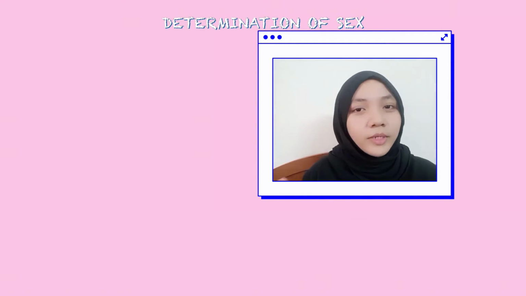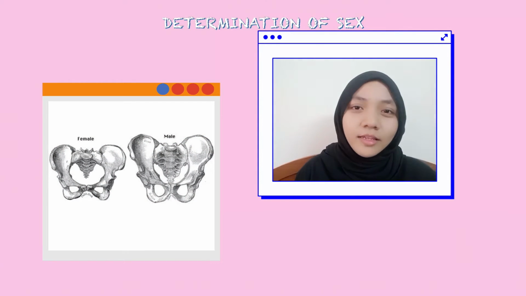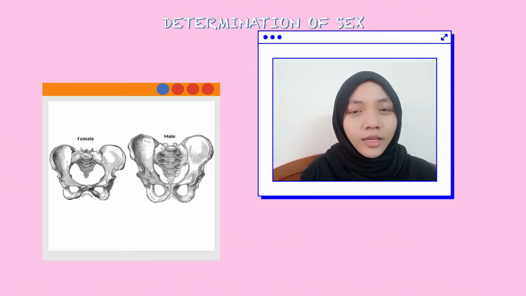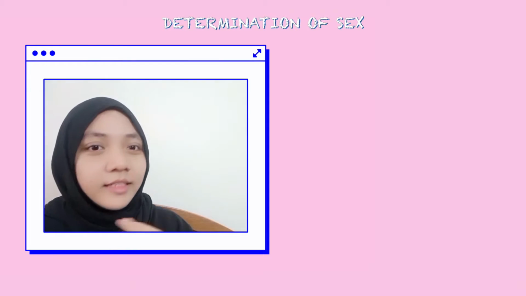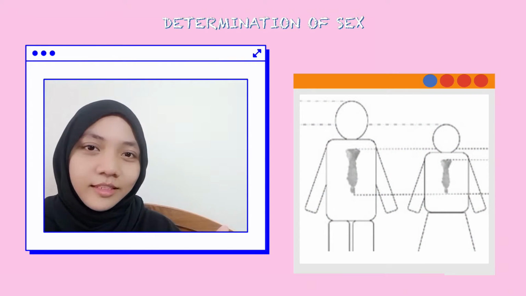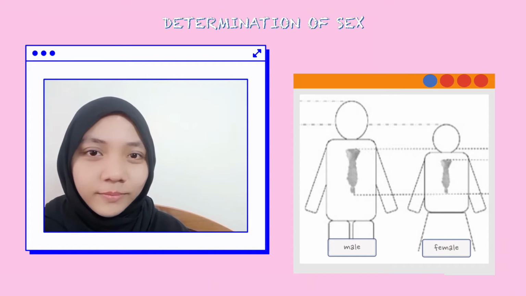Next, we can also see the differences between the female pelvic bone and the male pelvic bone. Generally, the male pelvic bone is big, thick, and more rugged, while the female pelvic bone is smoother, lighter, and more spacious. Lastly, we can also determine the sex by looking at the sternum. As you can see, the length of the sternum in males is longer than in females.